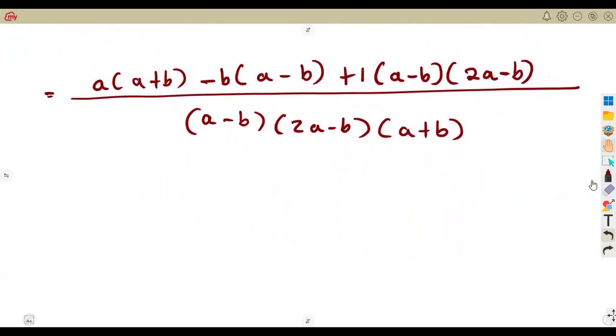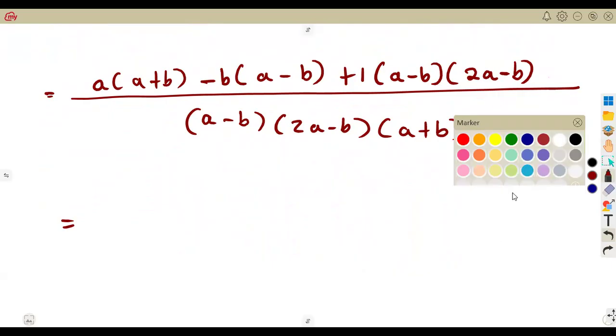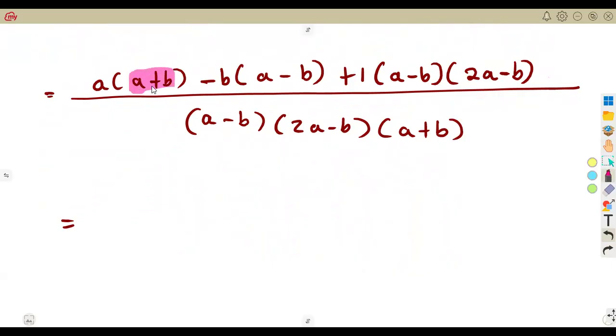Expand brackets in the numerator. Leave the denominator as it is. Focus on the numerator. So we are going to distribute all these. Here there's a bracket, you have to expand. Here there's a bracket, you have to expand. But if you check here, guys, it's a repetition. These two brackets, a minus b, 2a minus b here. I want you to see that we have already calculated.